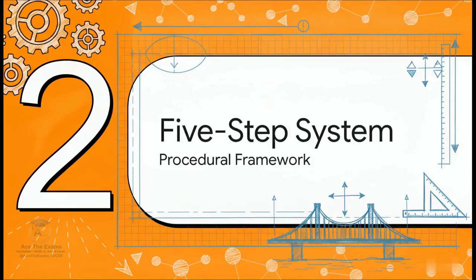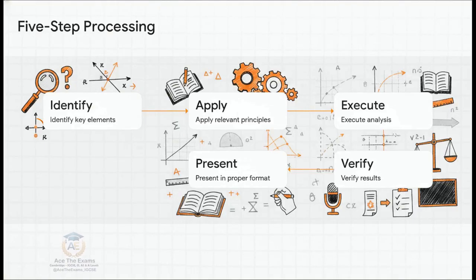Moving right along to Section 2, the 5-step processing system, we're going to build your procedural framework. Okay, this right here is the standardized sequence you really need to internalize. Step 1, identify the key elements. You have to deconstruct the question before you do literally anything else. Step 2, apply the relevant principles and pick your analytical framework. Step 3, execute your analysis with crystal clear working. Step 4, verify. Ask yourself, does a negative resultant force actually make physical sense in this specific context? And finally, Step 5, present your answer using the correct terminology.